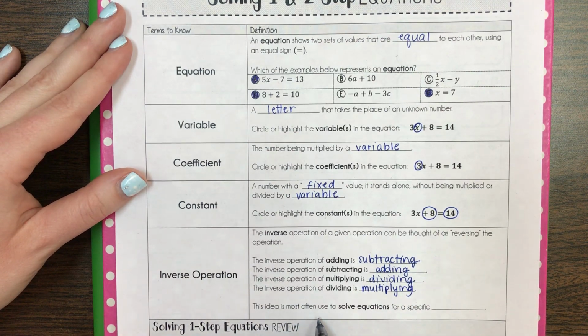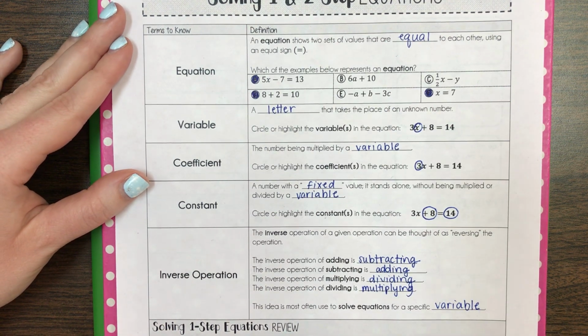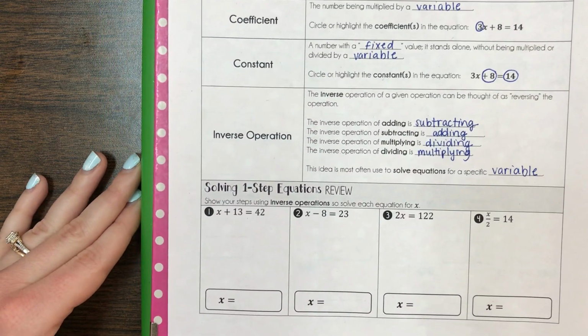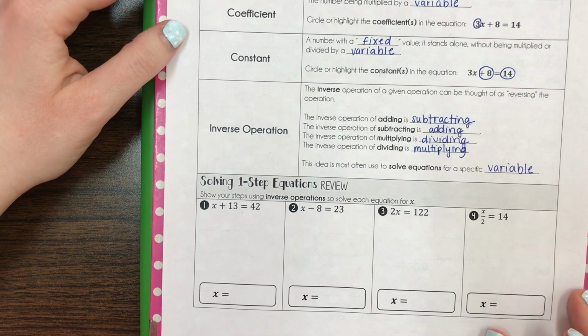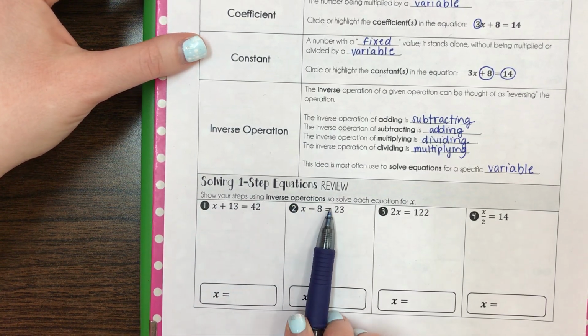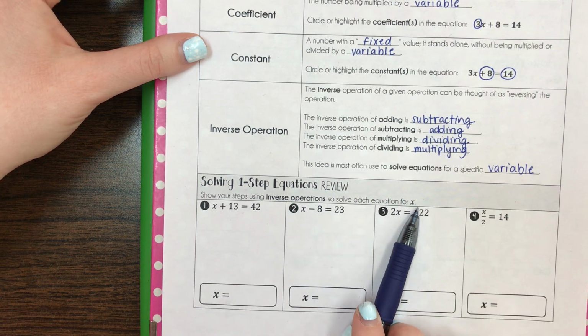This idea is most often used to solve equations for a specific variable. And so that is why we talk about these inverse operations. So let's go ahead and review solving some one-step equations. We're going to show our steps. We're going to use the inverse operations to solve each equation so that we can solve for x.